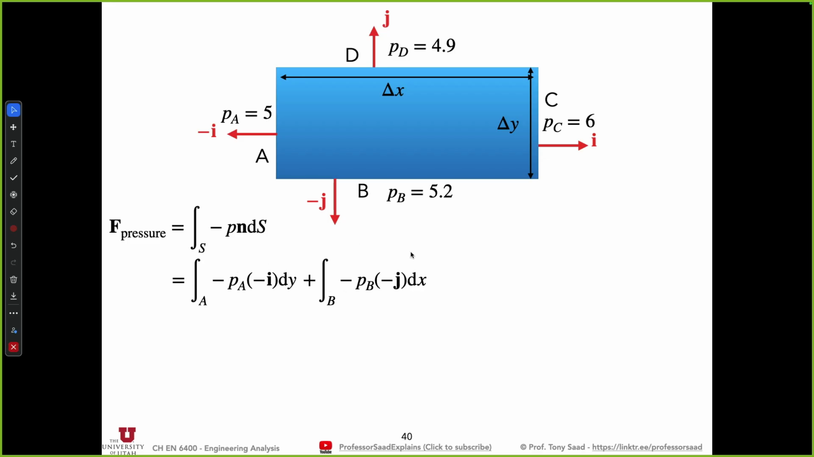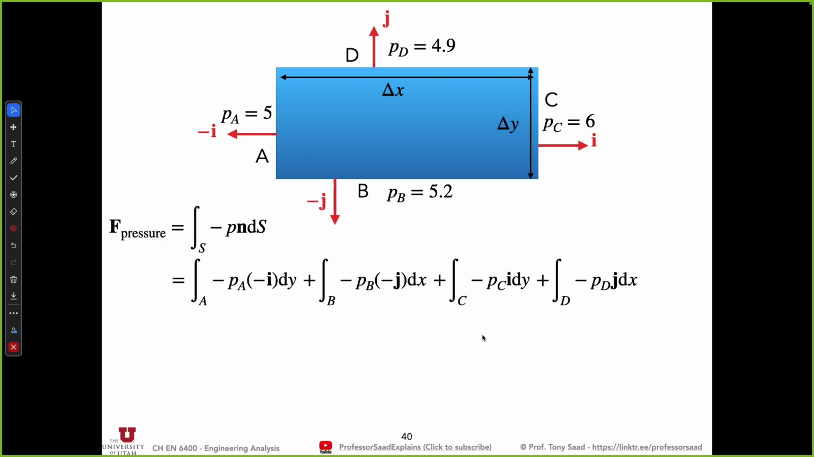So it's minus Pb, and the unit vector is minus j. So I have minus Pb times minus j dx. Now Pb is constant and j is constant on that surface. We're going to pull them out, and you're going to get a delta x. Next, on surface C, I have minus Pc, but the unit normal is plus i. So I have minus Pc i, and then the surface is simply delta y. It's unit in the z direction.